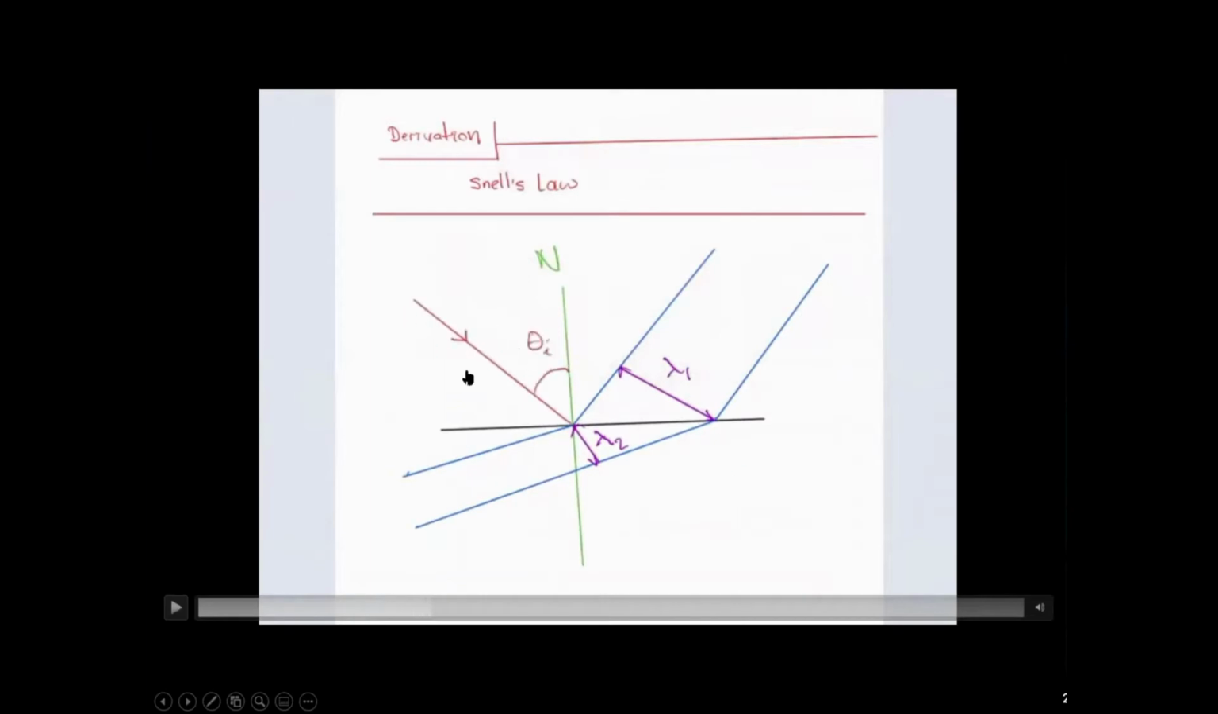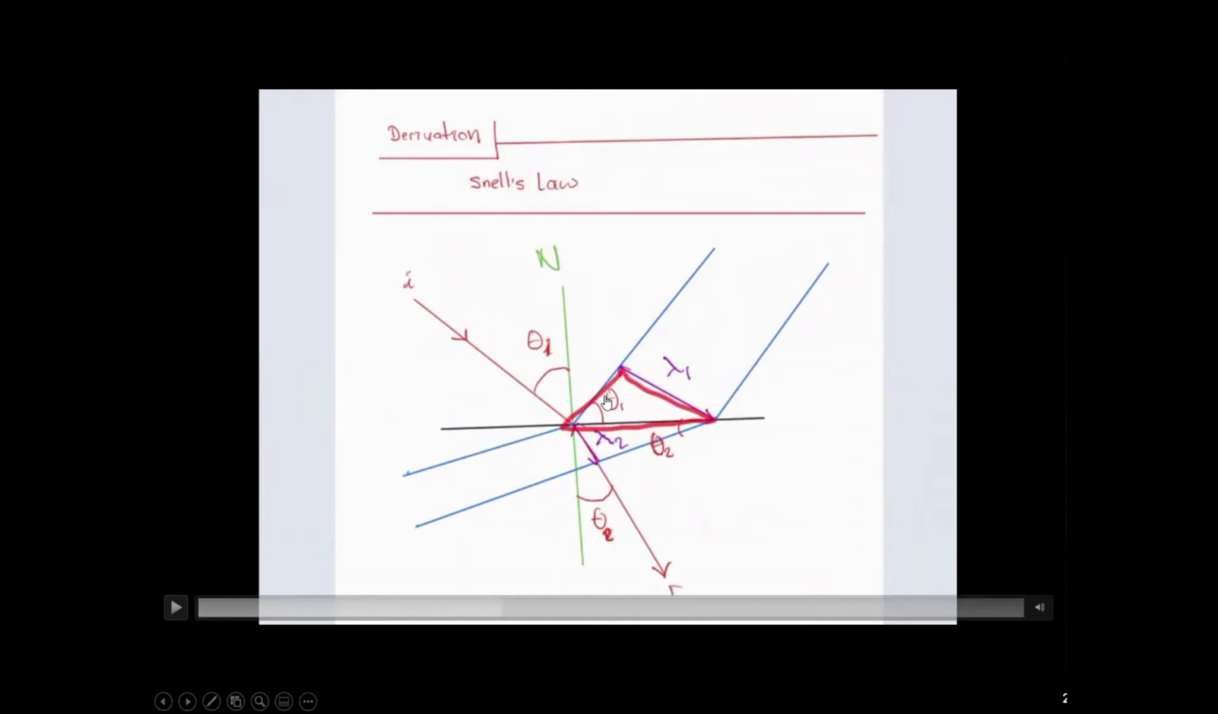All right, so this is the incident ray. And notice that the incident ray is going to be perpendicular to the wavefront over here. All right, so these two angles are the same. This is the refracted ray. This is going to be perpendicular to that wavefront over there. All right, so this angle is the same as that angle.